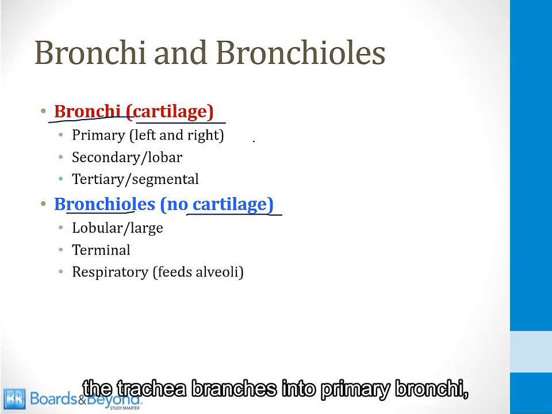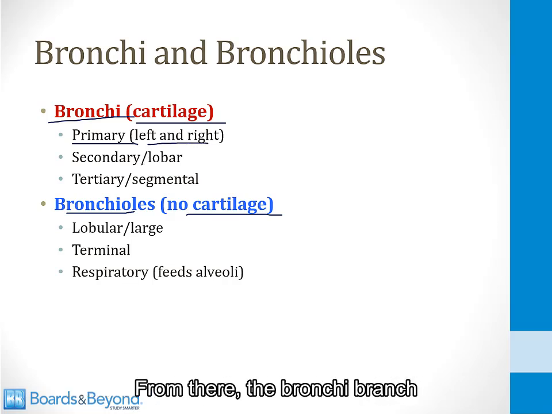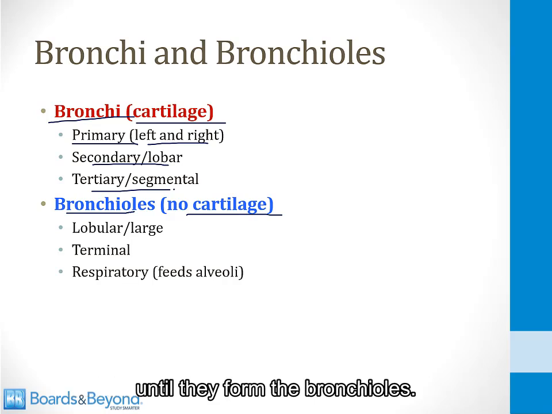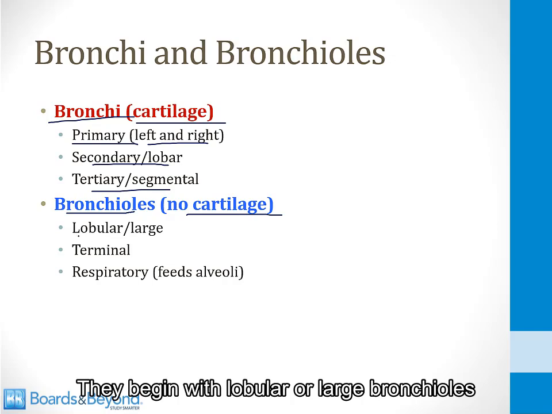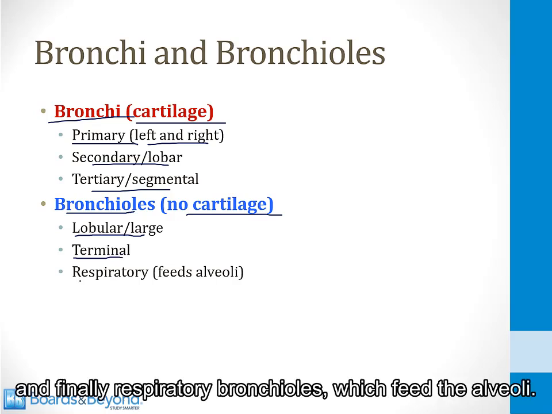And as I told you before, the trachea branches into primary bronchi, which are also called the left and right bronchi. From there, the bronchi branch into secondary or lobar bronchi, and then tertiary or segmental bronchi, and then they go on to branch more and more until they form the bronchioles. The bronchioles also branch. They begin with lobular or large bronchioles, and they branch till they form terminal bronchioles and finally respiratory bronchioles, which feed the alveoli.